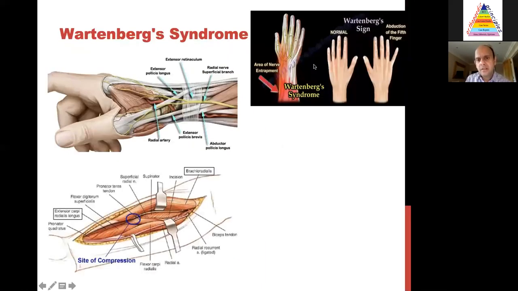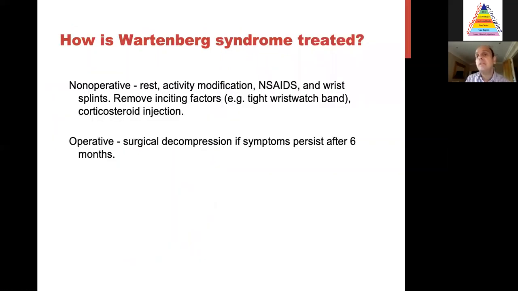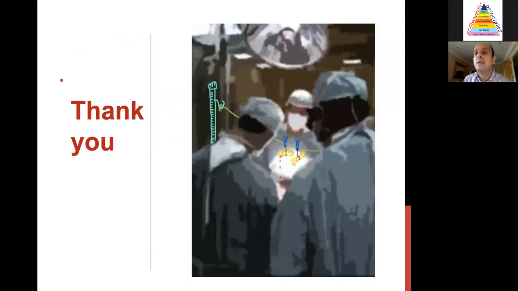And I think this is the very last point. Wartenberg syndrome is the superficial radial nerve, as opposed to Wartenberg sign, which is your ulnar nerve. So you should know about your Wartenberg sign as well and the difference. And I think that's the end of it. Thank you very much for your attention.